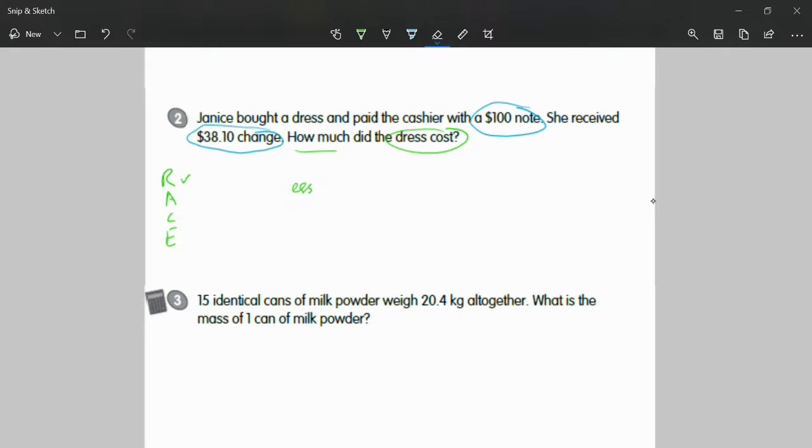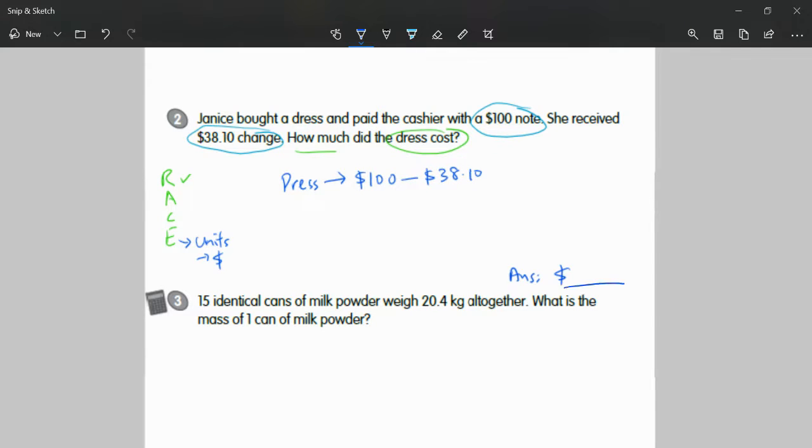oops, let me write it neatly and use a darker color pen. So I have the cost of the dress, and you will know that the dress is actually the money that she paid, that's $100, the cashier, minus the change that she got returned. That's $38.10. Okay, I'll write down the units. In this case, units, that would be dollar sign. So answer, dollar. Okay, so that's what she paid minus the change.